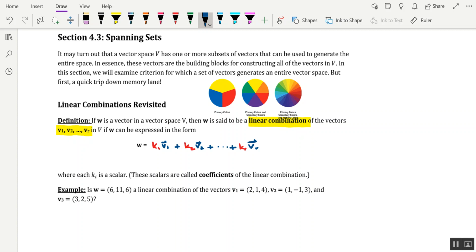Now keep in mind that these K's that we're seeing in front of each vector notation are scalars. So there's a certain amount of the vector V1 added to a certain amount of the vector V2 and so on and so forth, that eventually, once all these vectors are combined, will give us the components of the vector W. Okay, so again, note that each K sub is a scalar, and we would call these scalars coefficients of this linear combination.